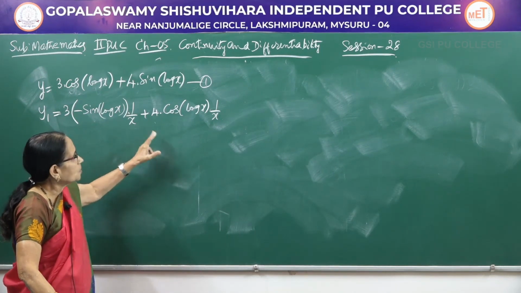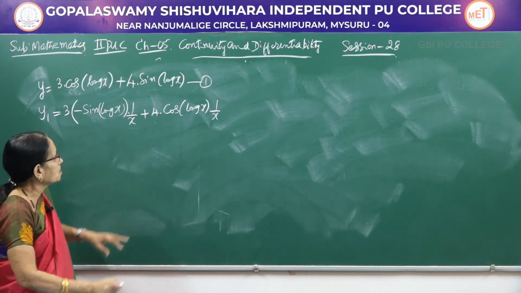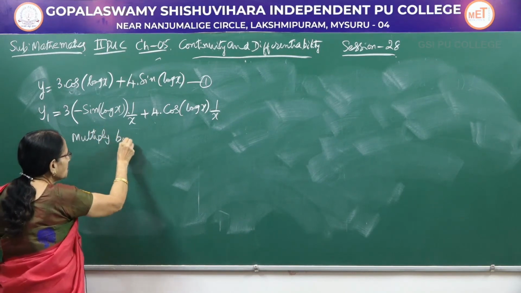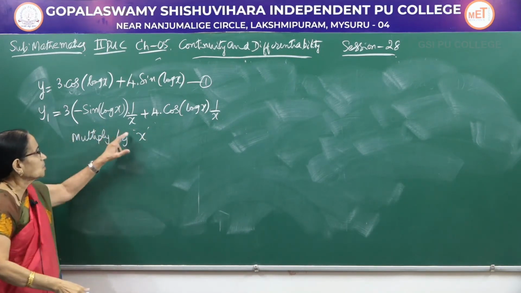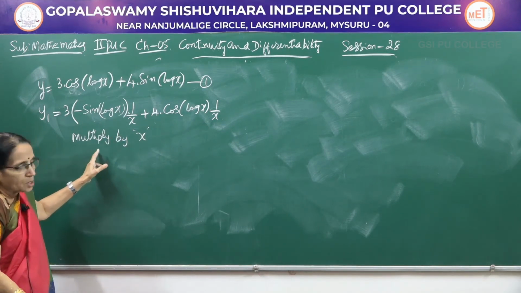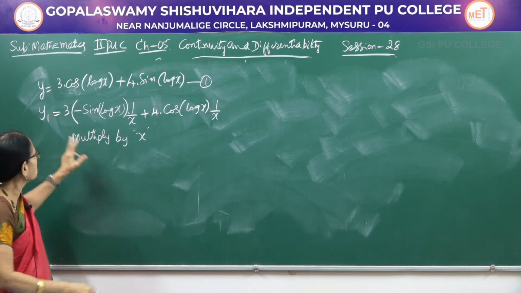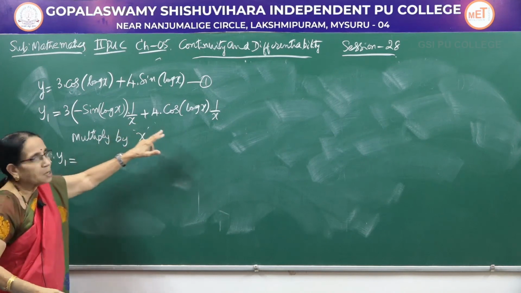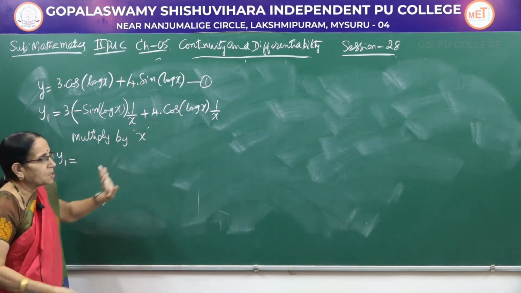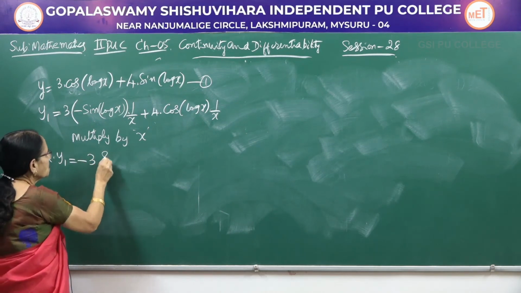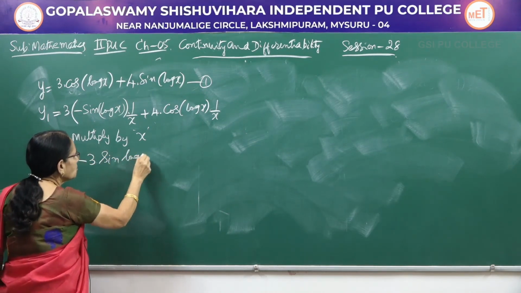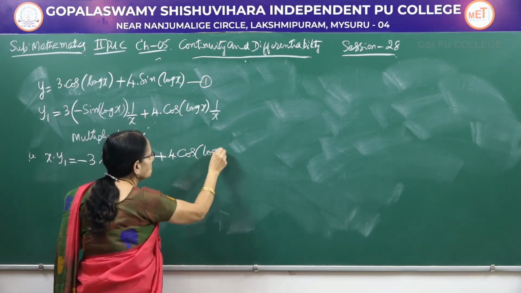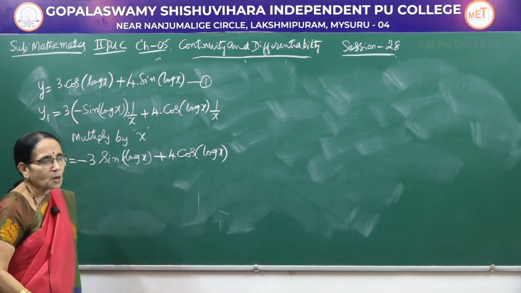You observe that we have got x in the denominator. Either you can write cross multiply, or better, you write like this: multiply by x. If there is only one term, we can use the word cross multiply. Now we have to write multiply by x. So left hand side, what happens? It is x into y1, because we are multiplying by x, this x and that x get cancelled. We are left with minus 3 times sine of log x plus 4 times cos of log x. So after multiplication, this is what we are getting.